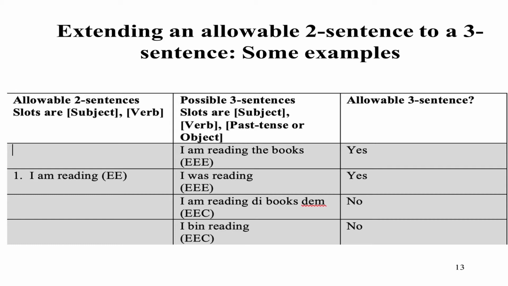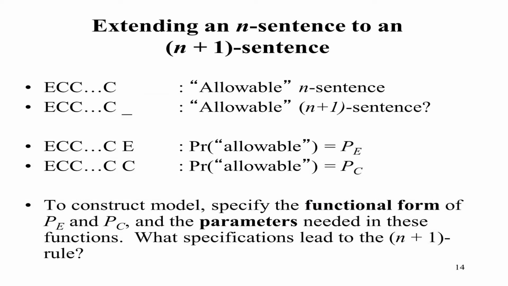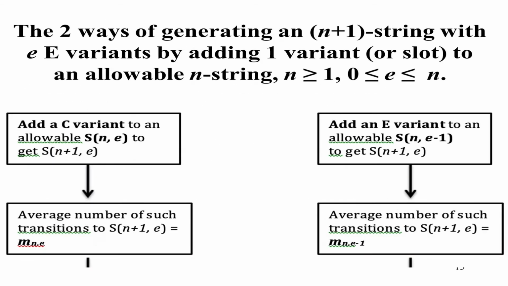Another way of presenting this, what I call an extensional approach. Here's an n sentence. Put an n+1 slot. And the question is, if this is allowable, what's the chance that this one is allowable? This slot could be filled by an E or by a C, and the probability of allowable, I'm going to write P sub E and P sub C. And so this general approach boils down to specifying 2 functions, PE and PC. It'll have parameters, it'll have a functional form, and so on.